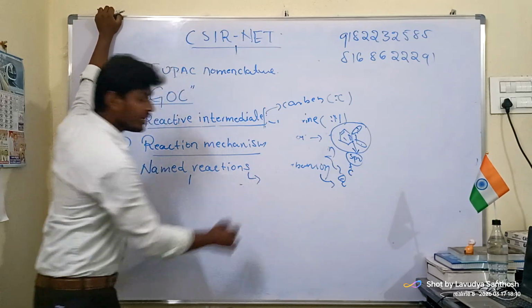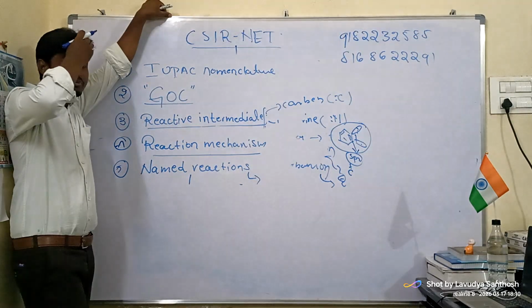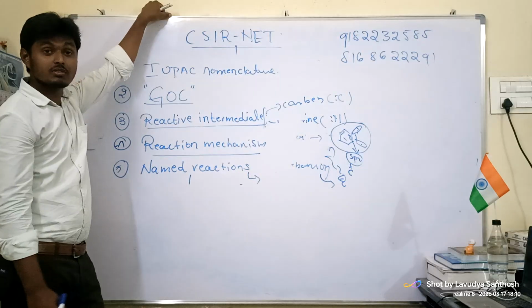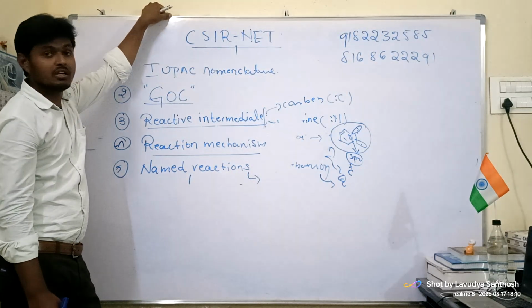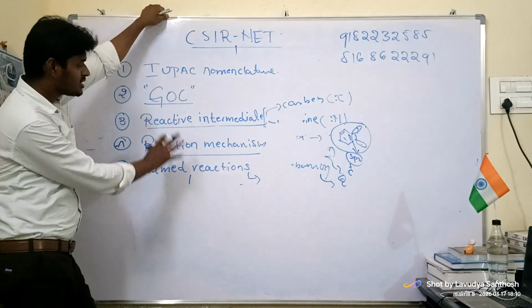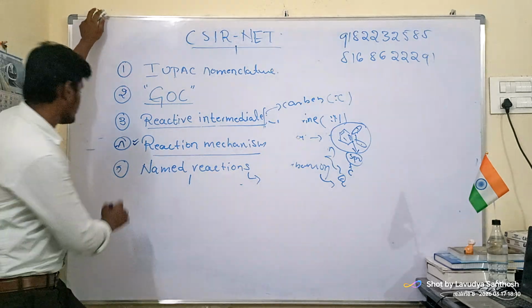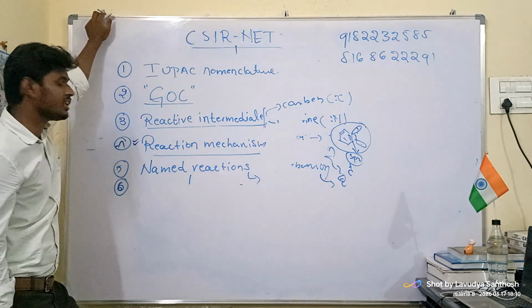Named reactions are very simple. For example, we have the Wagner-Meerwein reaction and benzilic acid rearrangement reactions. There are so many reactions, and we are discussing them as named reactions. But before that, this is very important. You must have a good understanding of this. Now the sixth one, named reactions.